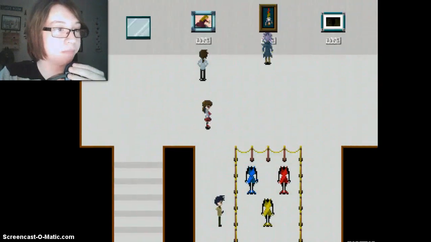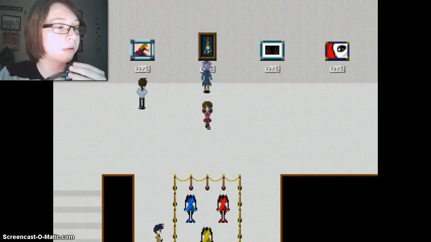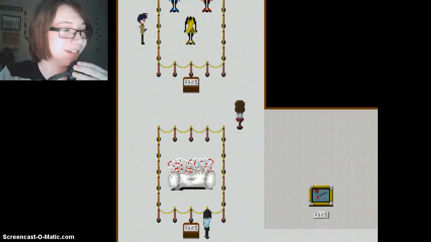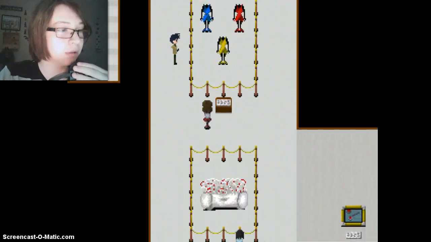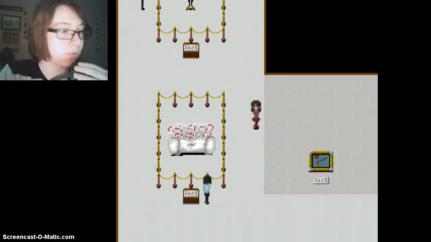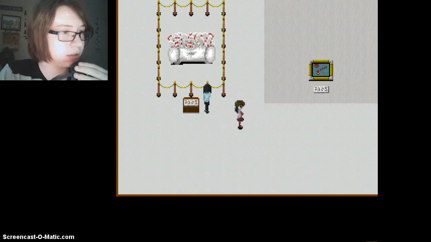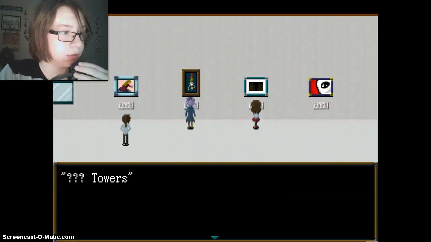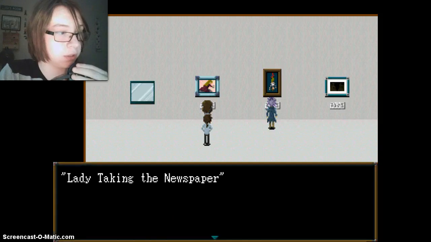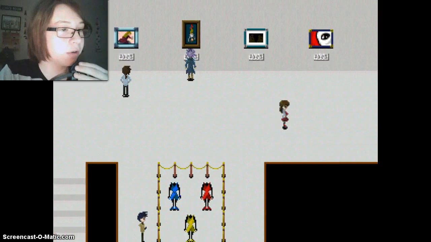So let's just go up. Look at this guy. He's kind of oddly shaped, whatever. What are those? Little candy canes? And what are these supposed to be? Death of the Individual. Something towers, you don't know this word. Worry. Lady taking the newspaper. It's nice and bright outside. I thought it said under a gray sky.